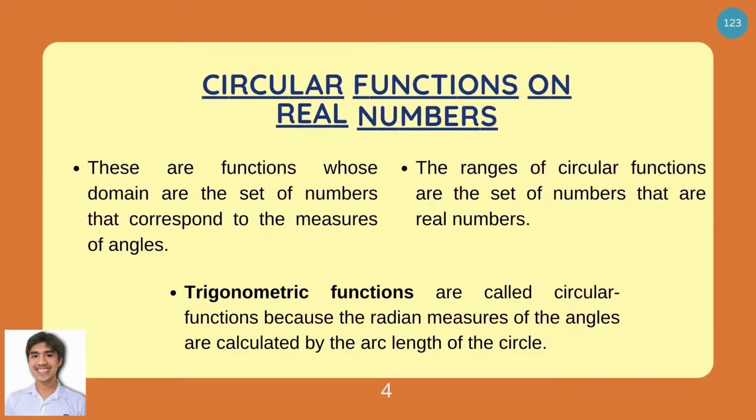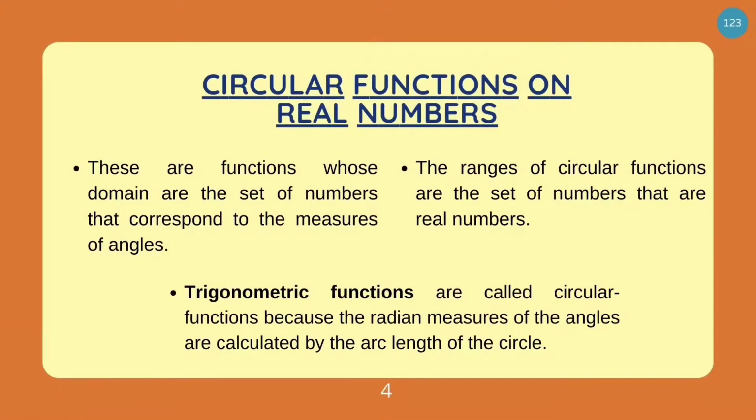We define circular functions on real numbers as the functions whose domain is the set of numbers that correspond to the measure of angles. Also, the range of circular functions is the set of real numbers. Trigonometric functions are often called circular functions interchangeably because the radian measures of the angles are calculated by the arc length of the circle. And in this lesson, we will modify these trigonometric functions so that the domain will be real numbers rather than a set of angles.